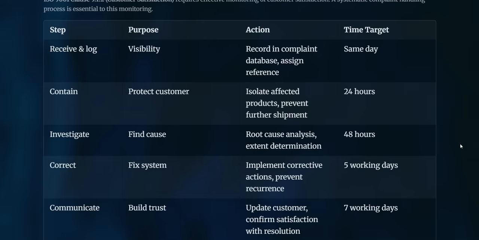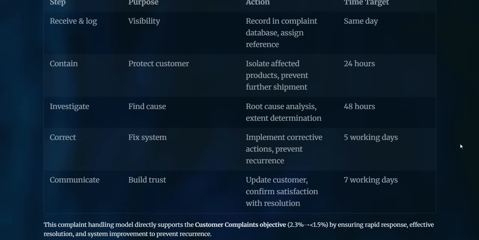The fifth step is communication. The purpose of communicating the complaint outcome is to build trust, and the actions required for communication include updating the customer and confirming the satisfaction of the customer with the resolution. The time target to complete the communication is within 7 working days from the reception of the complaint.